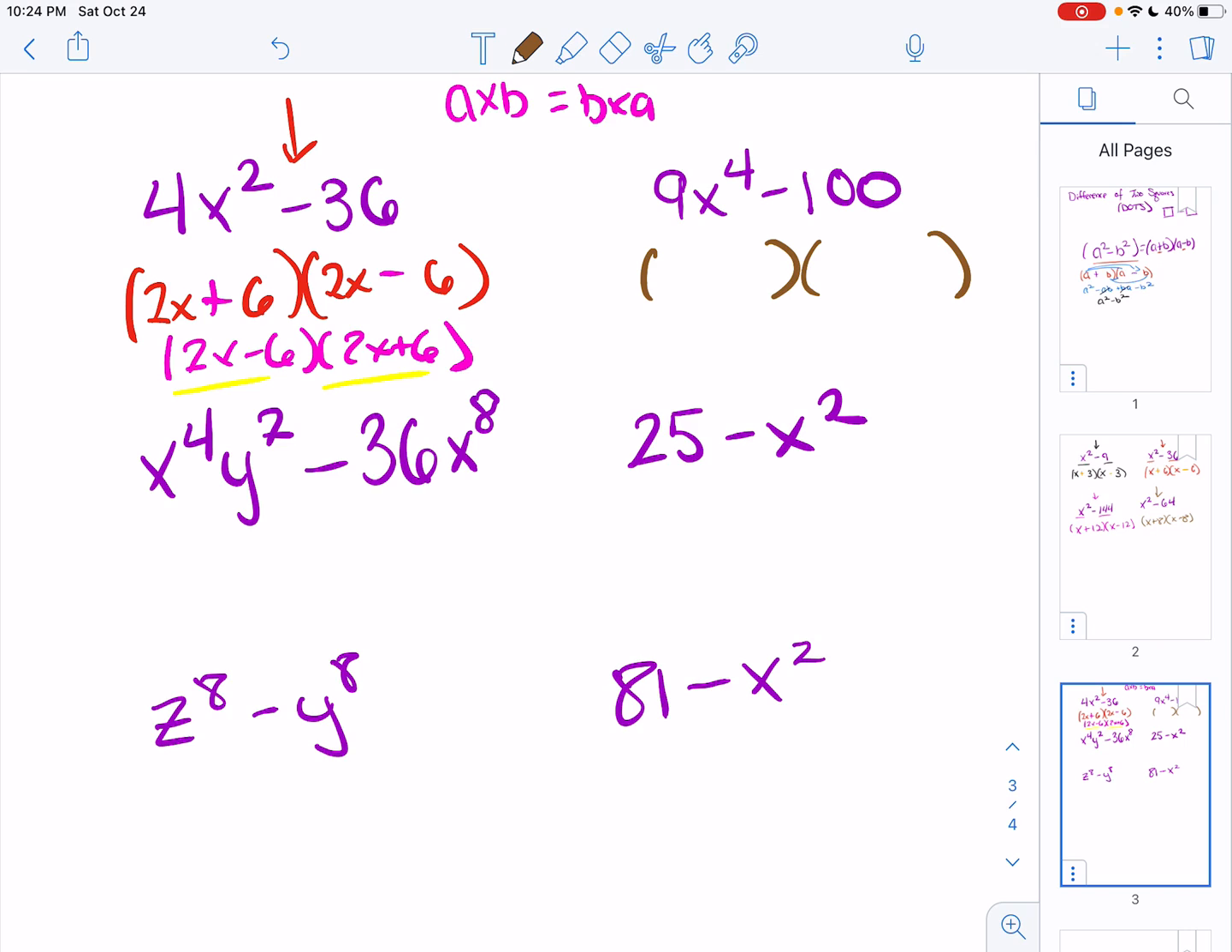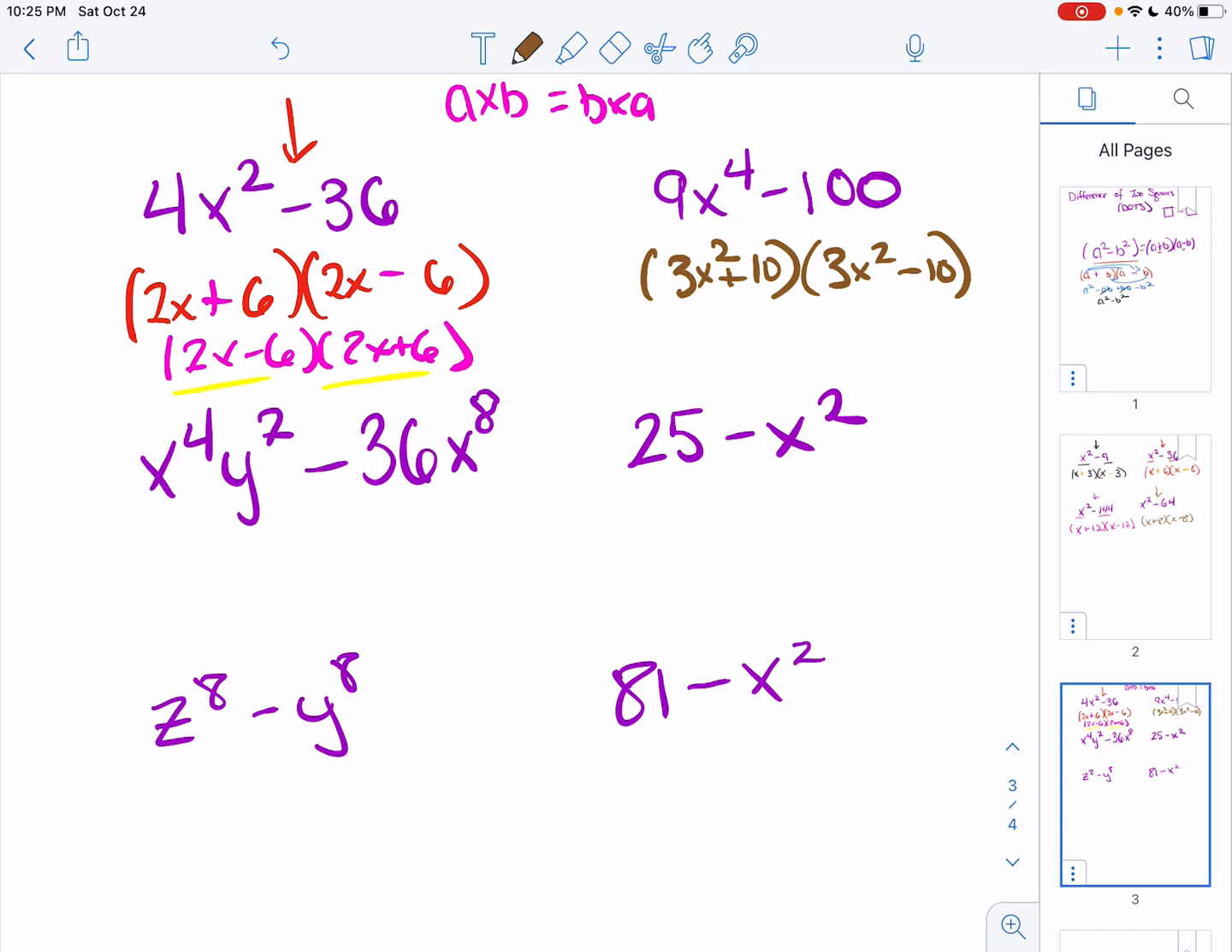So, we have 9x to the fourth. We can take the square root of 9 and we get 3. The square root of x to the fourth is x squared. So that's good. The square root of 100 is 10. And just like always, we need our plus and our minus. And that's it. Now we look at the next one.